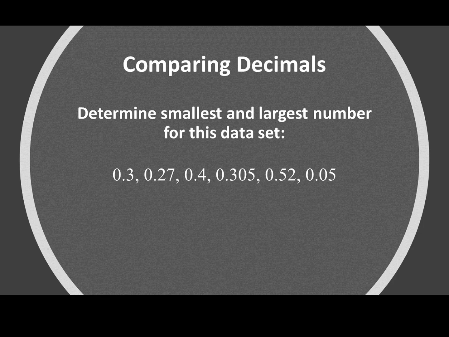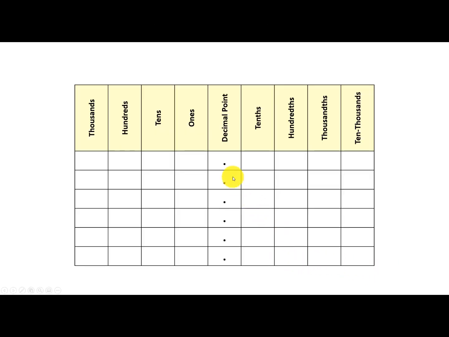Let's begin. Determine the smallest and the largest number for this data set. We have 0.3, 0.27, 0.4, 0.305, 0.52, and 0.05. So let's do a quick review of decimal places. All values to the right of the decimal point are decimals. The first digit is the tenths, next is the hundredths, next is the thousandths, and so on. So for our first value, 0.3 means 3/10.